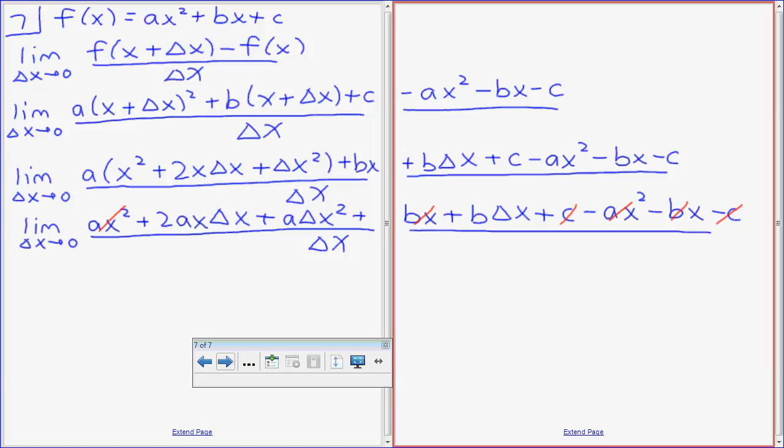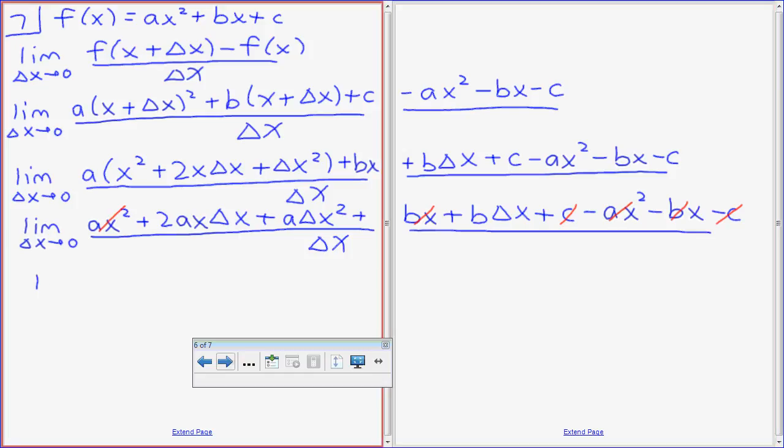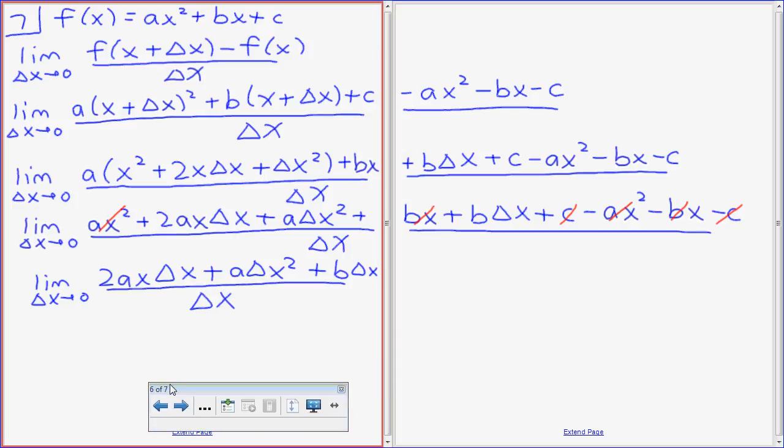Can you just read it out, please? Go ahead. 2ax delta x plus a delta x squared plus b delta x. Yeah. 2ax plus a delta x, is that it? Plus b. I'm going to slow down here just to make sure everyone's caught up. So what we did is we canceled and rewrote.